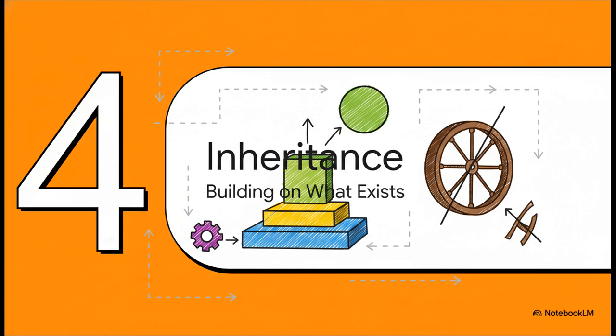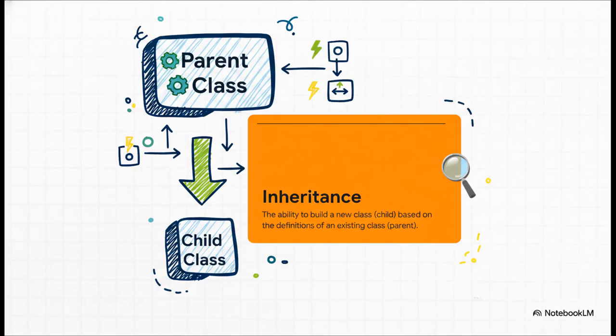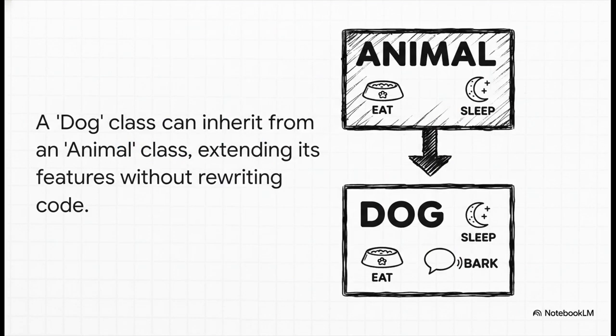It lets us build on code we've already written. So, inheritance lets you set up this kind of family tree for your classes. You have a parent class, and you can create a new child class that automatically gets all the features and behaviors of its parent. This lets us make specialized classes based on more general ones. And the magic word here is reusability.